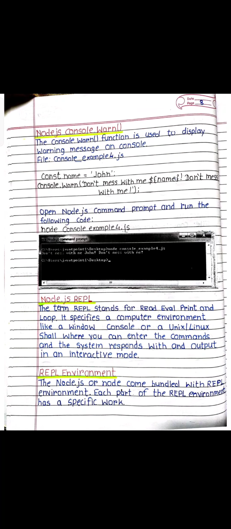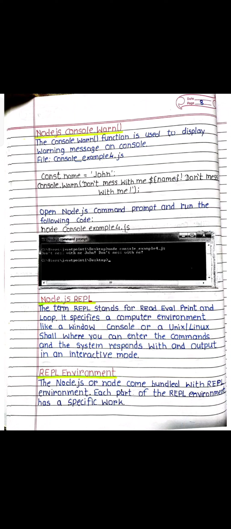Node.js console.warn. The console.warn function is used to display warning messages on console. File: console_example4.js. const name = 'John'; console.warn(`Don't mess with me, ${name}. Don't mess with me.`). In the Node.js command prompt run the following code: node console_example4.js. Output: Don't mess with me, John. Don't mess with me. I will never mess with you.